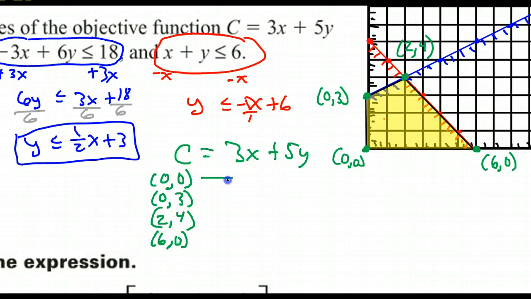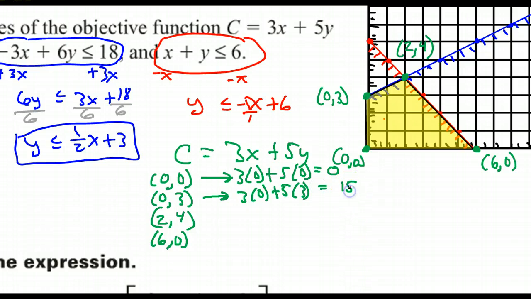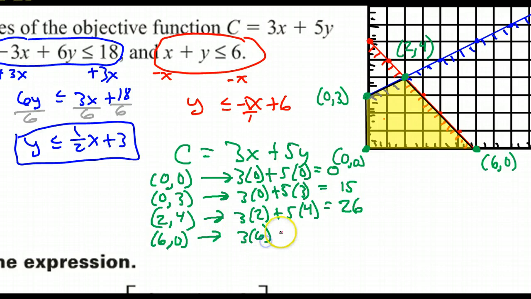Okay, so this will become 3 times 0 plus 5 times 0, which of course is 0. And this will be 3 times 0 plus 5 times 3. That's 15. This one is 3 times 2 plus 5 times 4. 5 times 4 is 20 plus 6, so that is 26. And the last one is 3 times 6 plus 5 times 0, so that is 18.